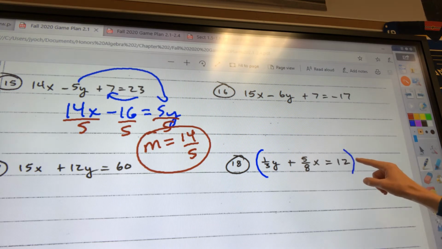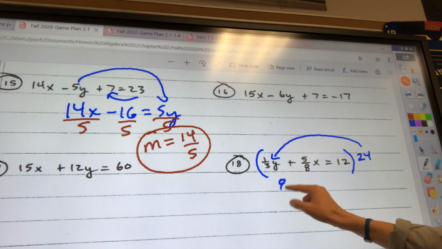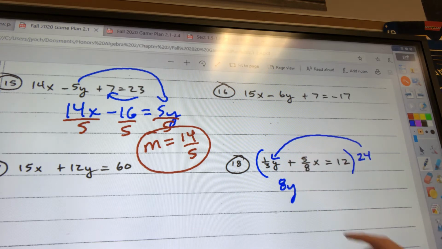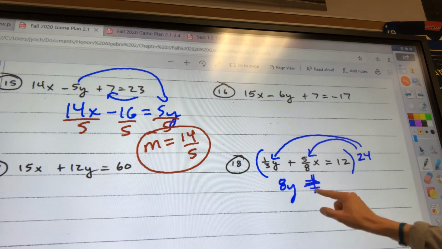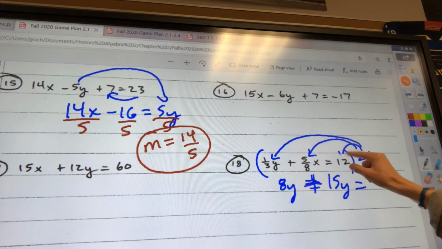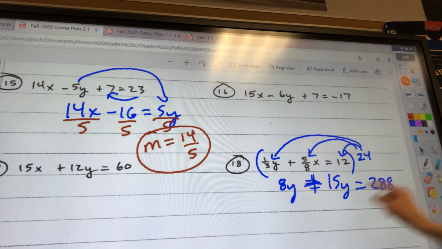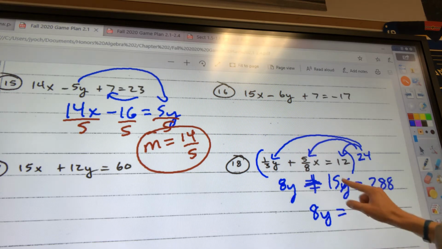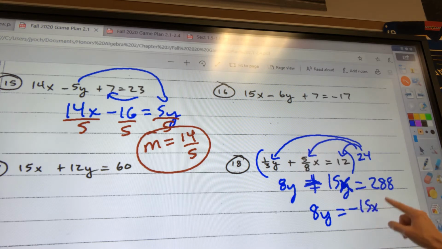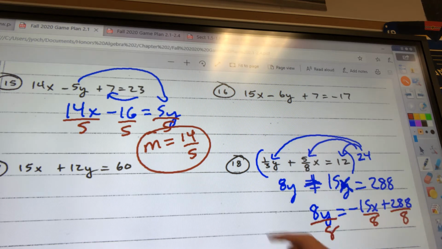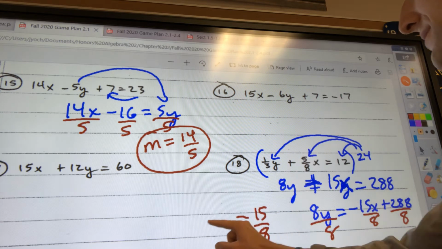Here, I'm just going to multiply everything by 24. A third of 24 is 8. 8y. Now, you could move this over, multiply by 3. That's no big deal. Many different ways to do this. 24 times 5 is 120. Divided by 8 is 15, equals 288. 8y is, this should be an x, goodness, a negative 15x plus 288. Divide by 8, divide by 8, divide by 8. You're looking at the slope. It's negative 15 over 8.